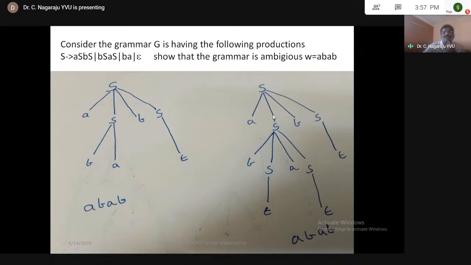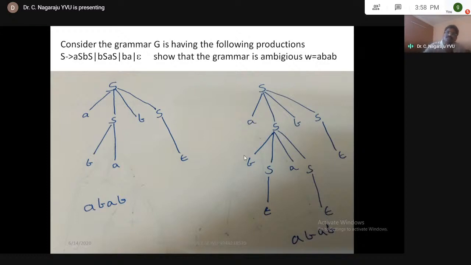So the same thing. Suppose you consider the second production, so ASB, sorry, the same ASB, that is the first production, ASBS. Next, this S is replacing B and A, this S is replacing BSAS, the second production, and here S is replaced with epsilon, S is replaced with epsilon.